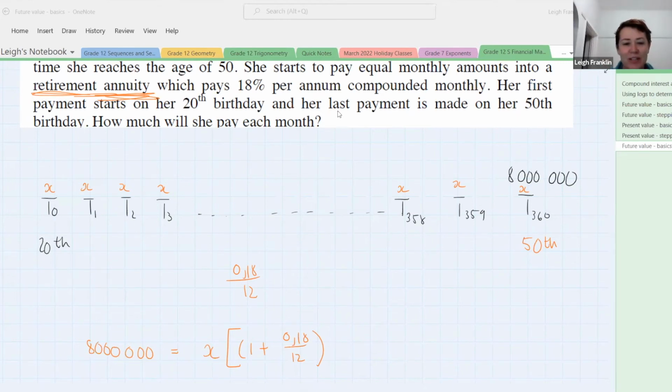It's interesting to see because some of you have said 360 and some of you have said 361. In fact, those of you that are saying 361 are correct. Remember, she makes her first payment on her 20th birthday at T0, and she makes her last payment on her 50th birthday. So that is going to be 360 plus 1, in other words 30 times 12 plus 1. So it is 361 in this case. Well done. I hope that makes sense to everybody.